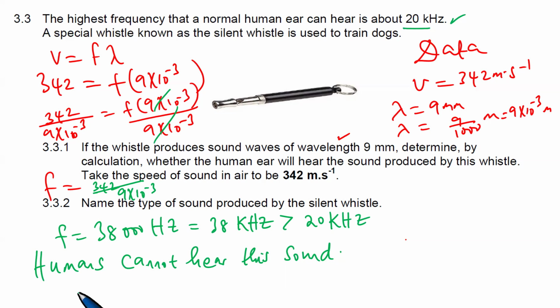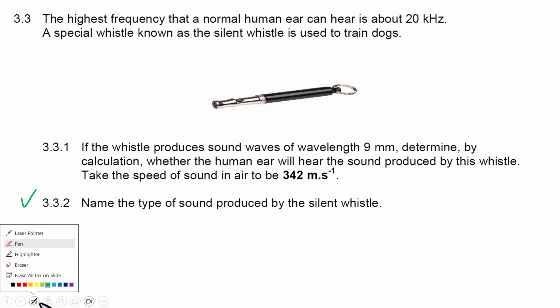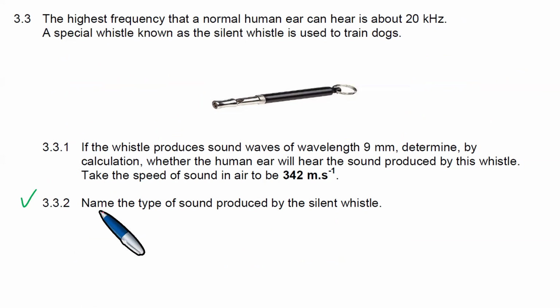Next question. Let's look at 3.2. Name the type of sound produced by the silent whistle. What is the type of sound that is produced by this silent whistle? What do you call it?